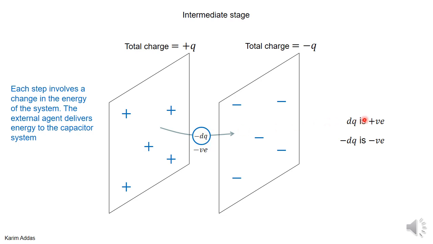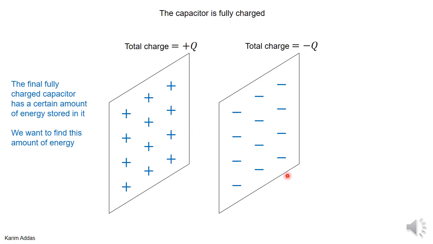And during the intermediate step, we're taking an infinitesimal amount of charge minus dq, where dq is a positive number and minus dq is a negative amount of charge. So this is an infinitesimal amount of negative charge. We keep on taking it from the positive plate to the negative plate. That's how we can charge the capacitor. So this is what the finally fully charged capacitor looks like. This plate has a total charge plus big Q, and this one has a total charge minus big Q.